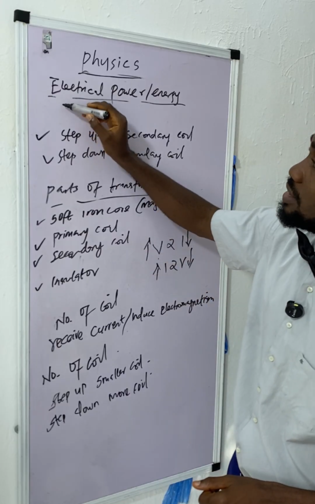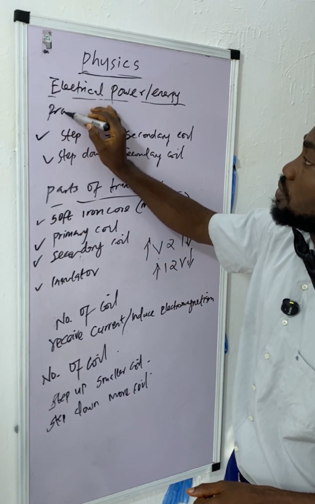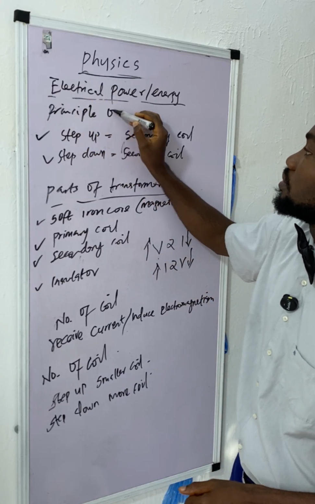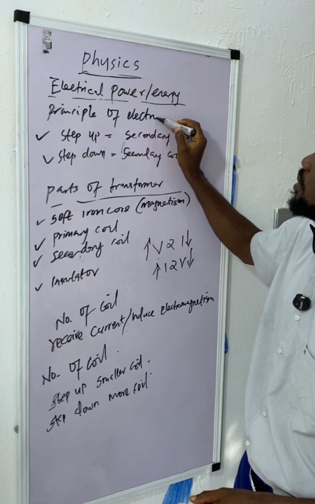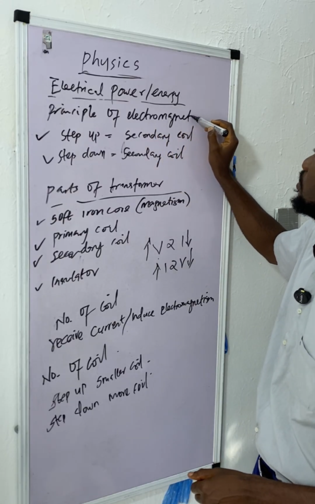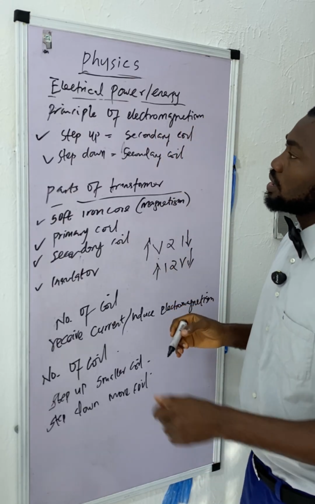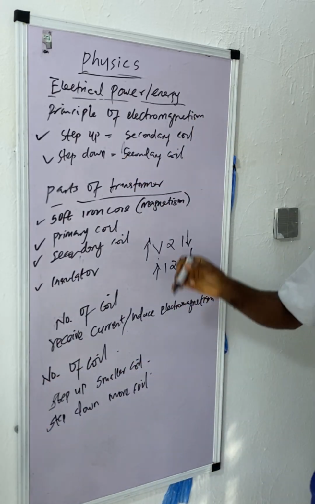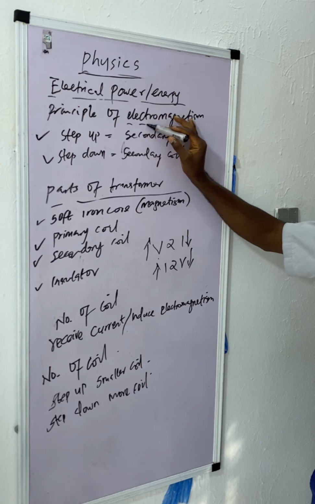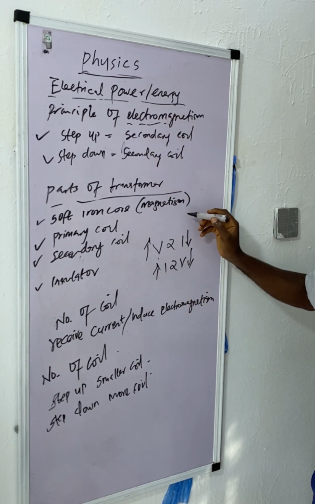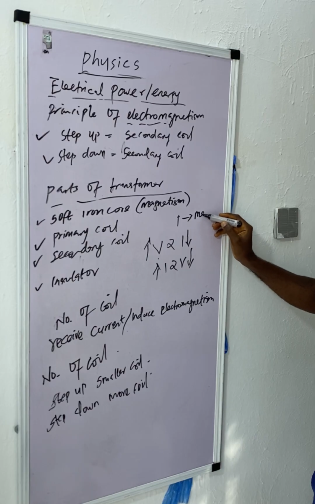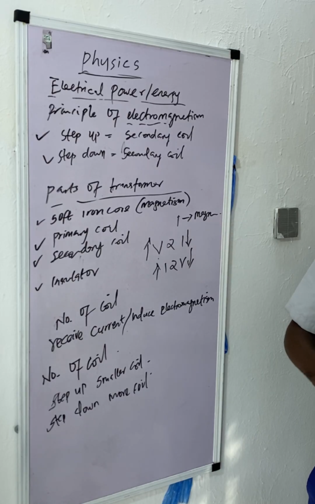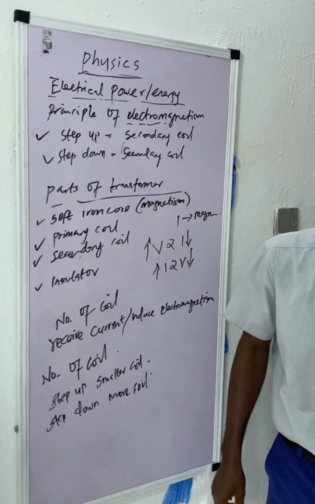So a transformer works under the principle of electromagnetism. Electromagnetism is a magnetic field induced by the induction of current. Electric current induces magnetism. That's electromagnetism.